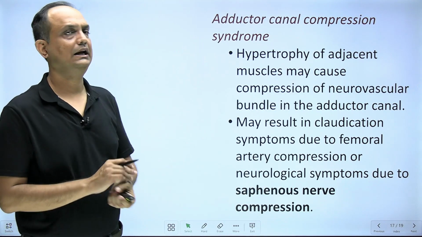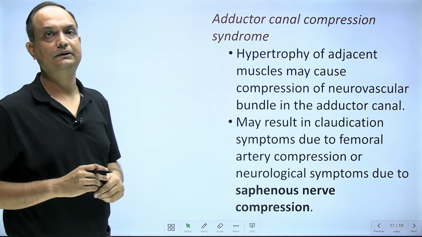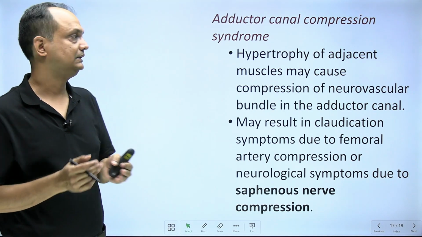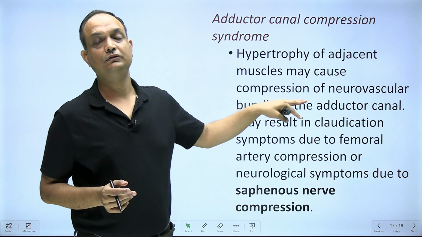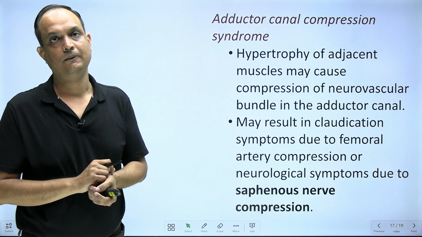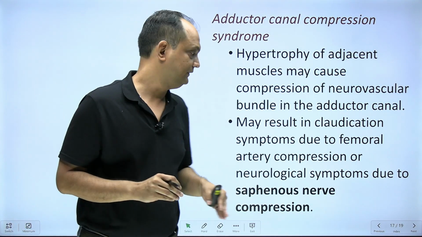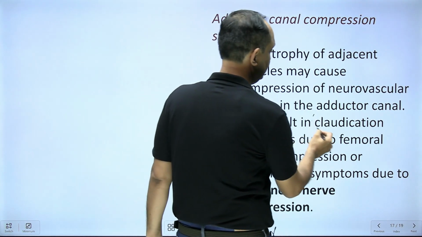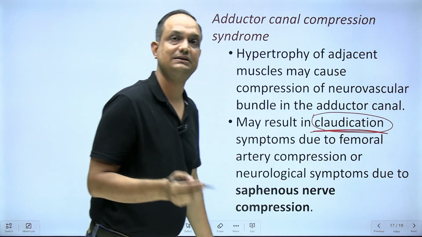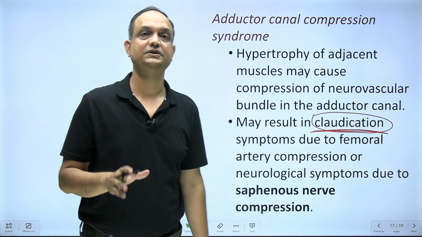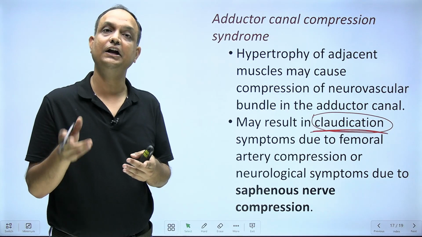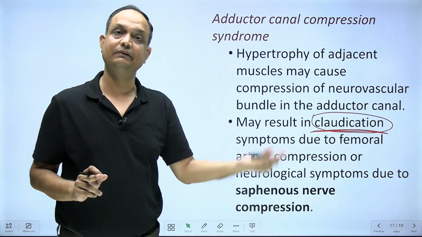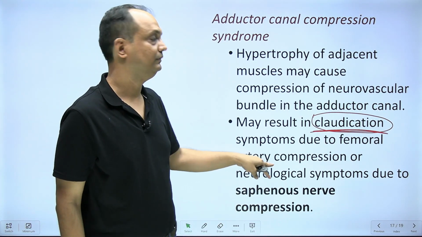Then you have adductor canal compression syndrome. Sometimes there is hypertrophy of the muscles in the canal, and once hypertrophy of the muscles occurs inside the canal, what will happen? It causes compression of the neurovascular bundles passing through the canal. So if there is compression of the saphenous nerve, there is a neurological problem known as claudication. The patient has abnormal sensations, numbness, and other neurological symptoms related to the saphenous nerve only. Or, because in the adductor canal you also have blood vessels, the patient may have compression of the artery also.